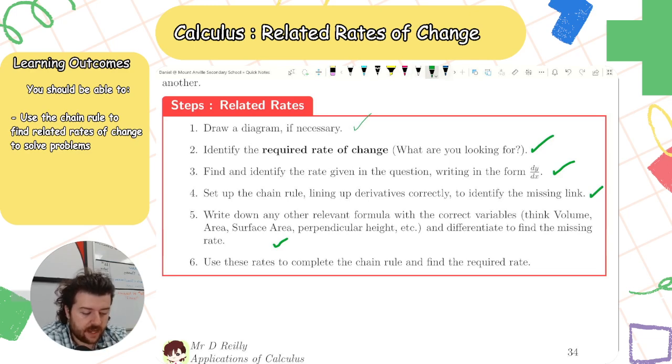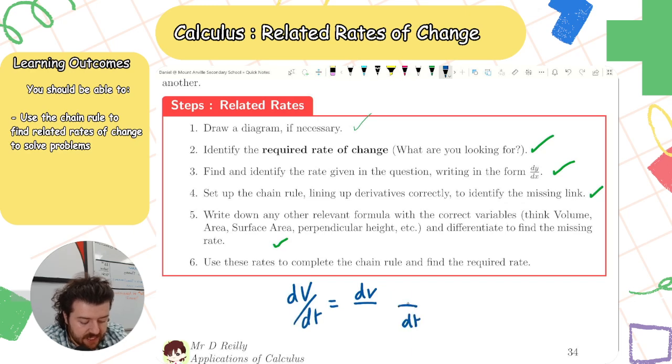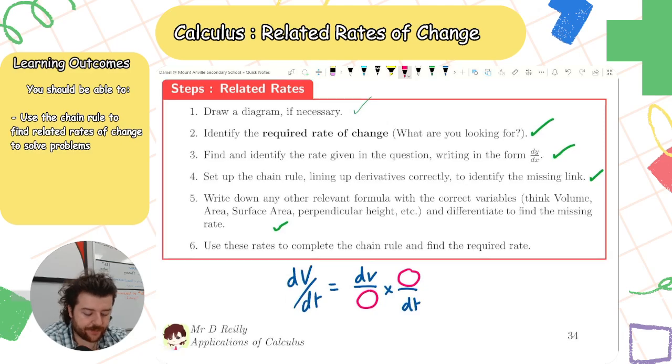So for example here, if I am looking for dV/dt, the rate at which the volume is changing with respect to time. Usually if they say in the question, find the rate something is changing, and they don't specify another variable, they mean time. So for dV/dt, I'm setting up my chain rule, I need a dV on top and a dt on the bottom, and my job is to sleuth through the question and find out what my missing link is that I can put in.